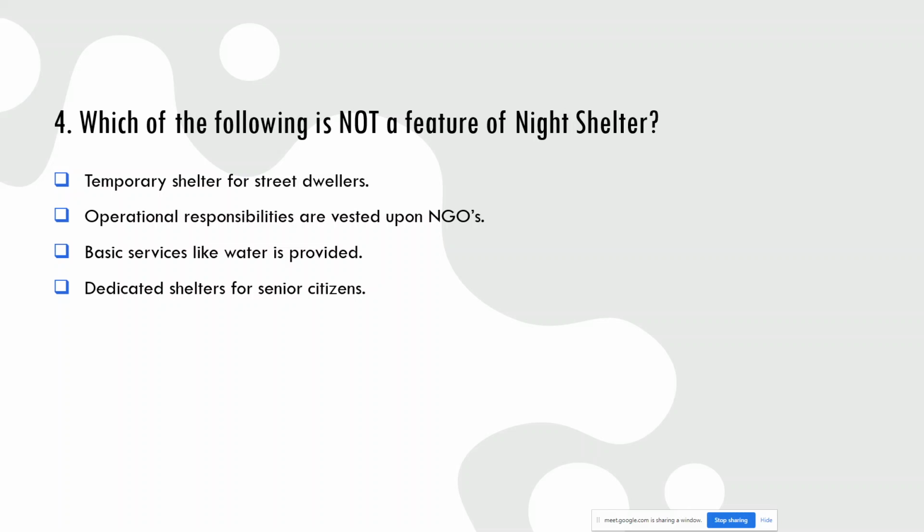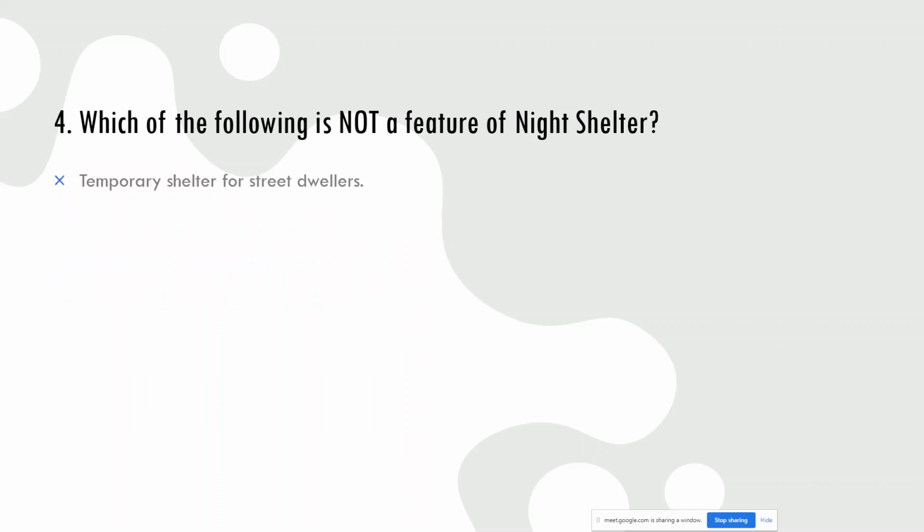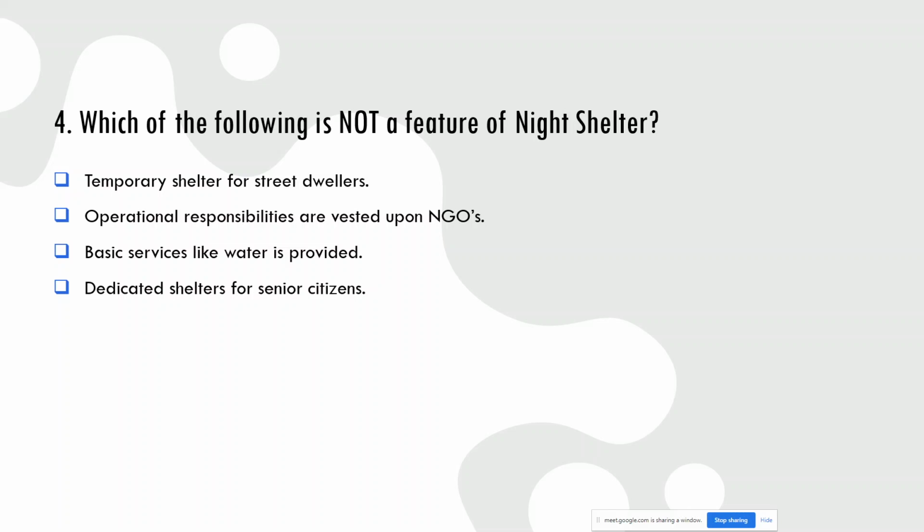This is basically a characteristic of an old age home. If you look at this particular option, the dedicated shelters for senior citizens, the people who are aged, who are not residing with their own family members, they are living and trying to stay together with somebody of a different age. So that is basically the dedicated shelter for senior citizens, which is known as an old age home. If you look at it, the first three options are representative features of the night shelter. But the fourth option, dedicated shelter for senior citizens, is basically representing old age homes.